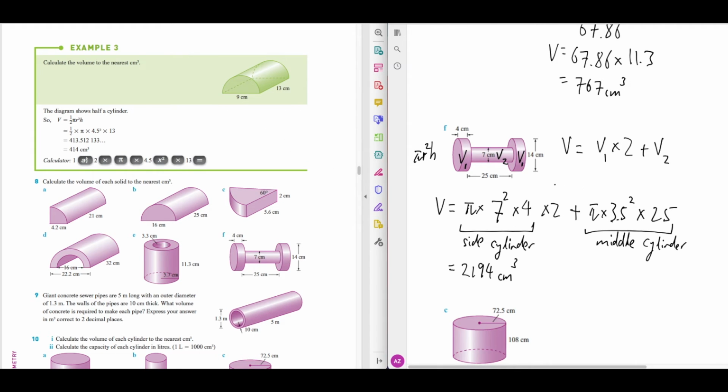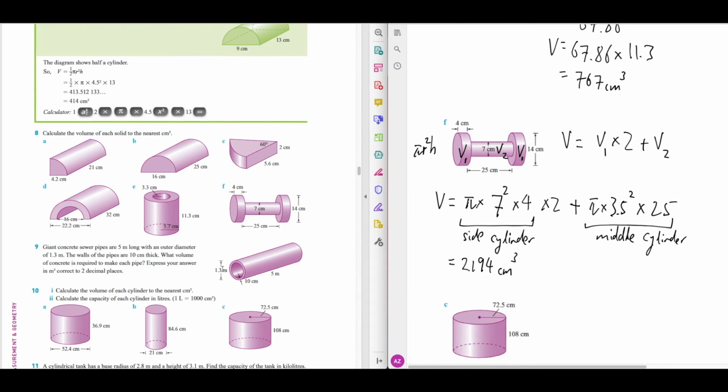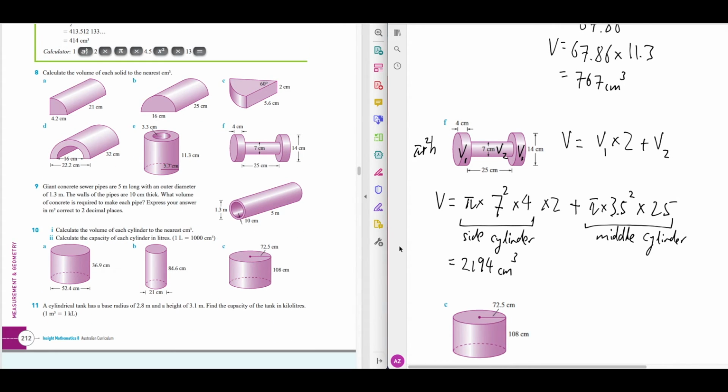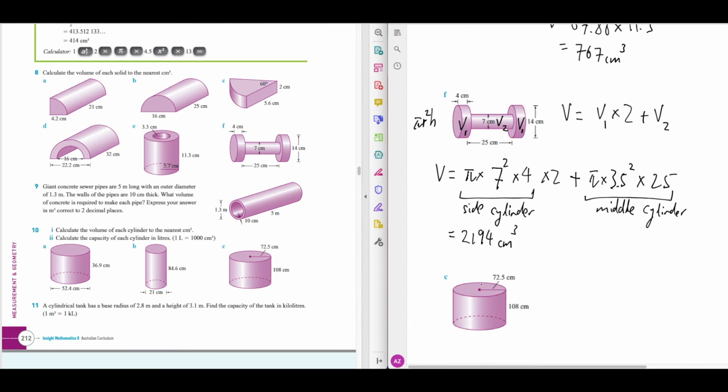Hopefully this makes sense. It's kind of logical to break it down like this. Now I'm going to do question 10C. In my opinion, question 10 is actually an easier question than question 8. But the only reason they put it here is because they want to ask you to find the capacity. So let's just do it.